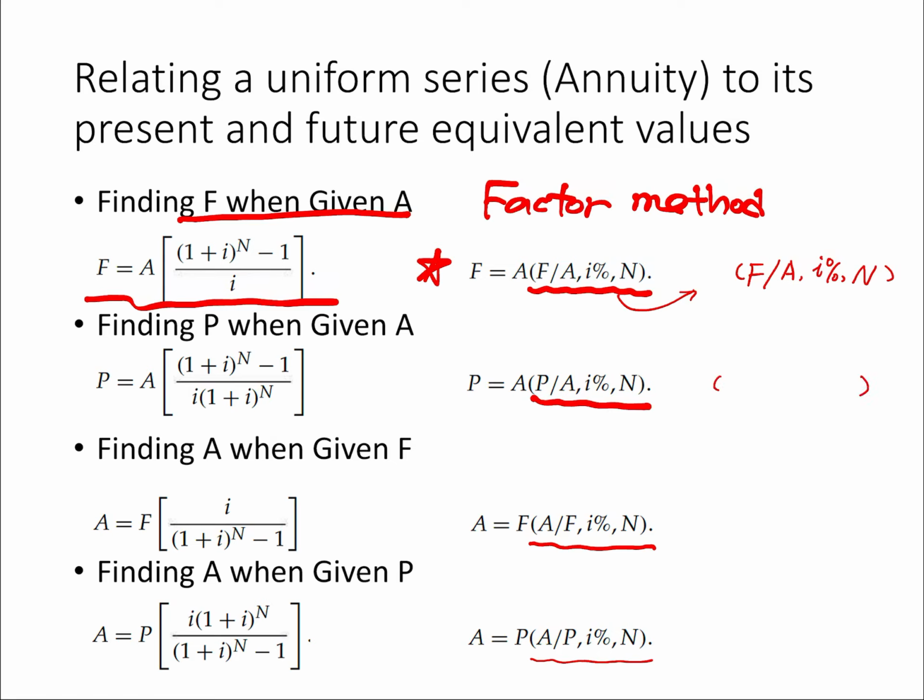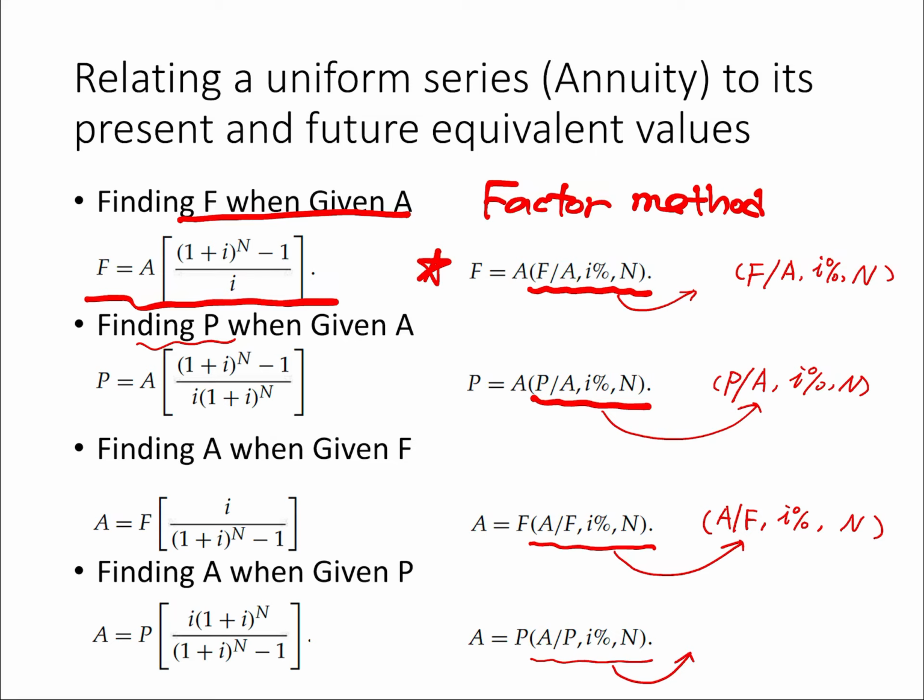Now let's practice this factor. Write the parentheses first, and then think about what you want to find out. You want to find the present value given A. So P is going to be the first letter, then a slash, and after that are the given conditions. So you are given A and i% and N. Now let's continue to practice. For the third scenario, you want to find A when given F. So you put A at the beginning, slash F, and then you also know the interest rate and number of periods.